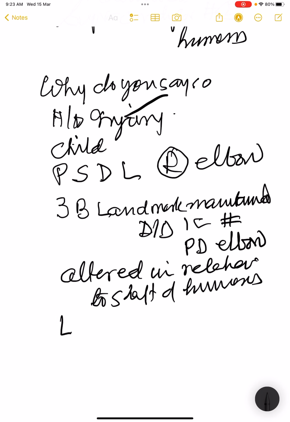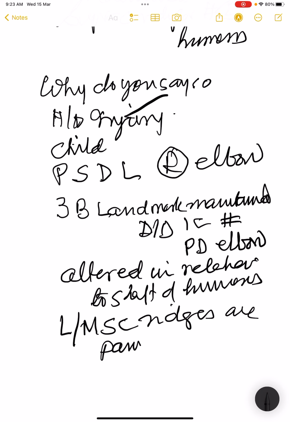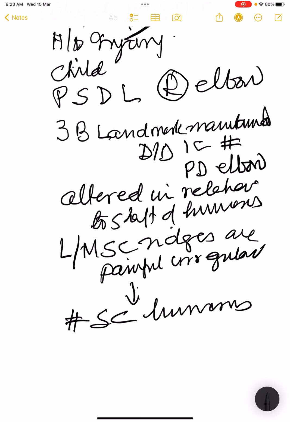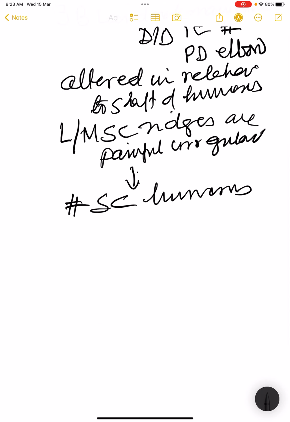The lateral and the medial supracondylar ridges are painful initially but irregular later on. So this is why it is a fracture supracondylar. These are the reasons why it is a fracture supracondylar humerus. Now, why is it malunited?